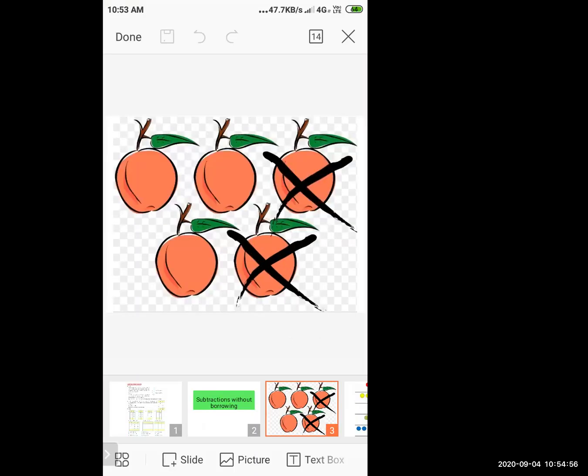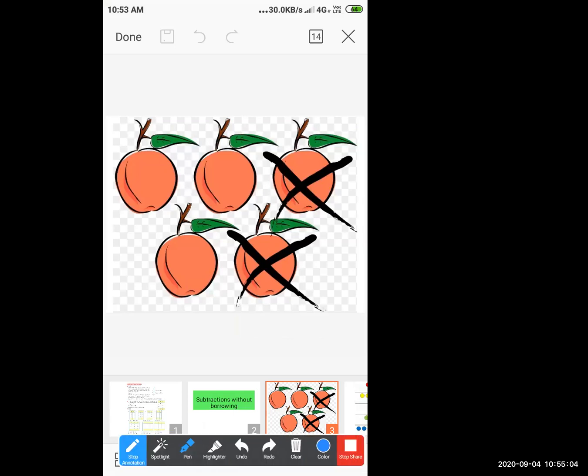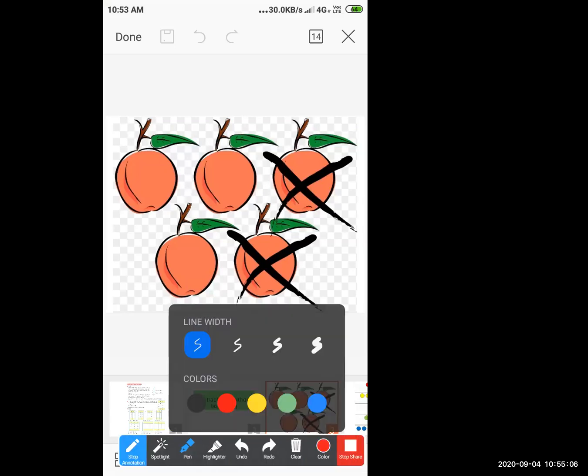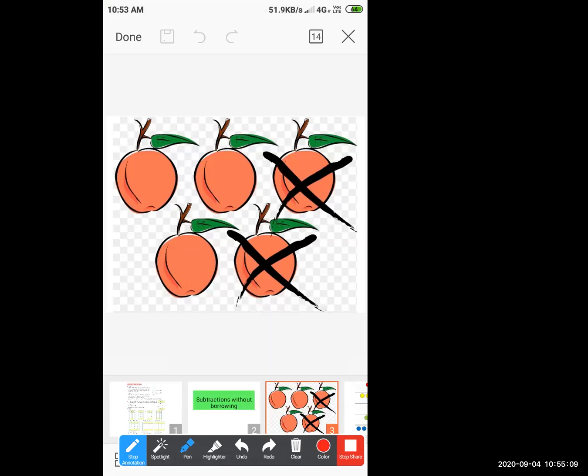5 apples are given to you. After that, this 2. Now I'm going to highlight the colors. This one is crossed, and this one is also crossed, so 2 are crossed. That means 2 are minus from 5. So total how many apples are remaining over there?